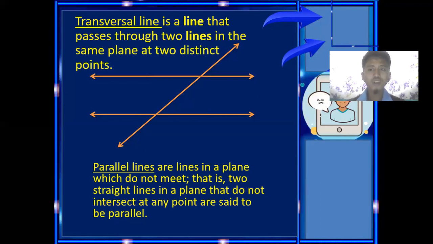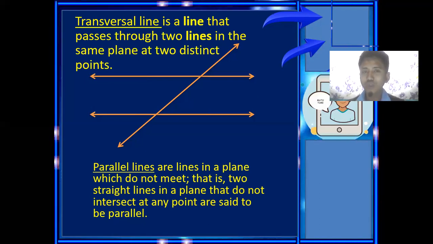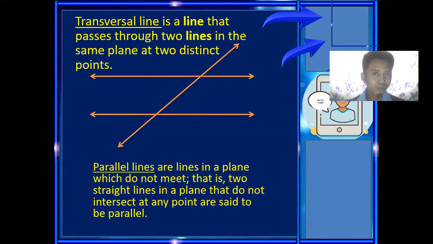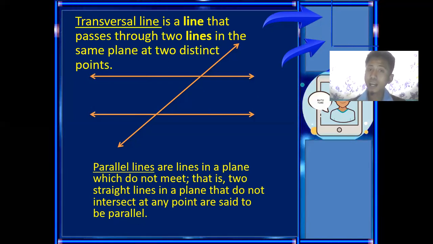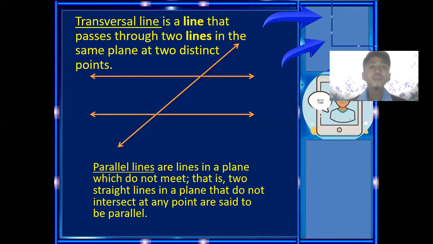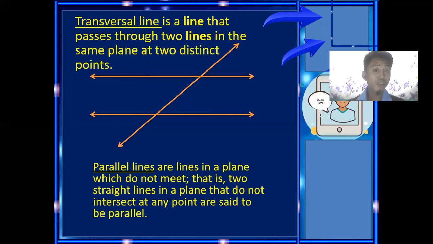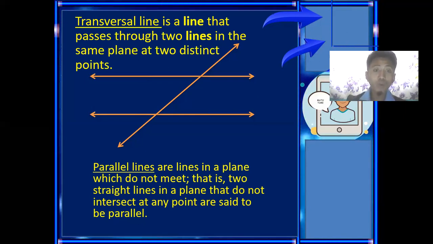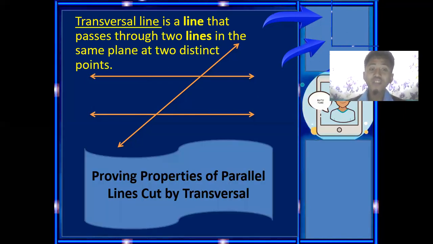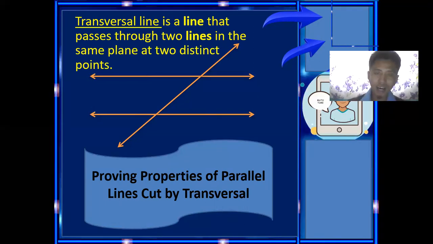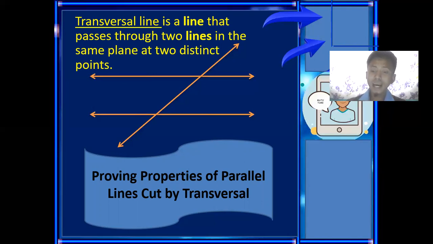By showing you this illustration, what do you think is our lesson for today? Do you have any idea of our lesson for today? Yes, our lesson for today is about parallel lines cut by a transversal. But to be more specific, today we are going to focus on proving properties of parallel lines cut by a transversal. So this lesson will be guided by our lesson objectives.